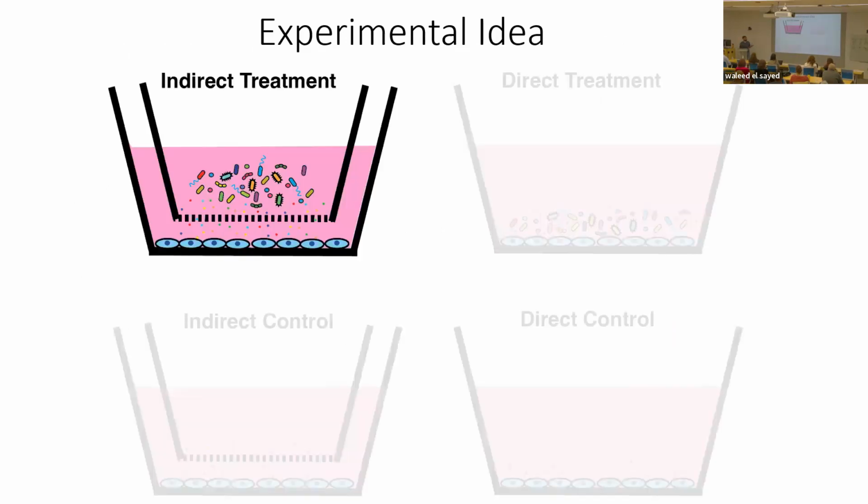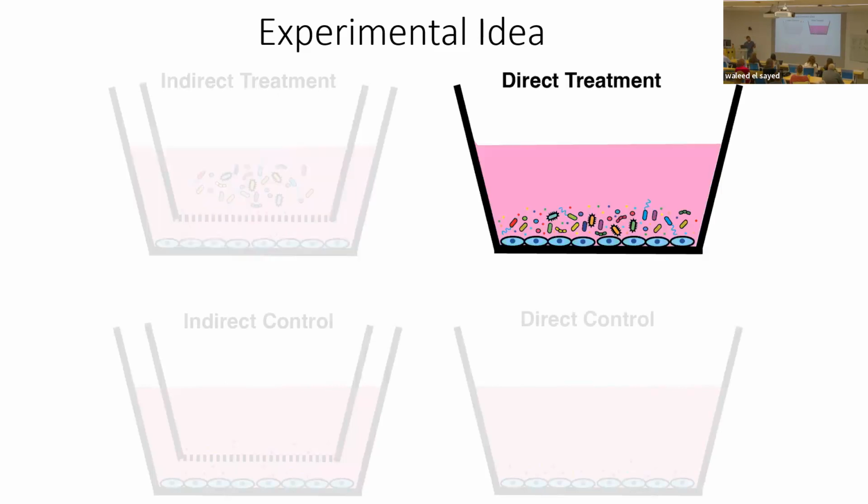The general idea was to set up 4 different treatment scenarios, essentially 4 different categories. The first is what I talked about before, an indirect treatment where the bacteria are sitting in the transwell, with indirect exposure to these metabolites. We'll also have a direct treatment, a traditional co-culture experiment with bacteria sitting on the cells: direct bacteria-to-cell contact, direct metabolite mixing.